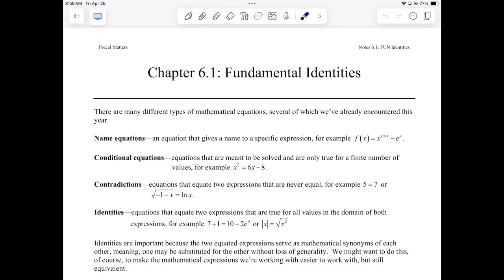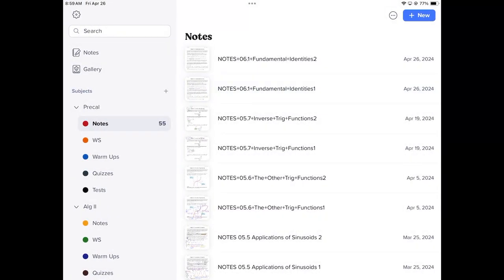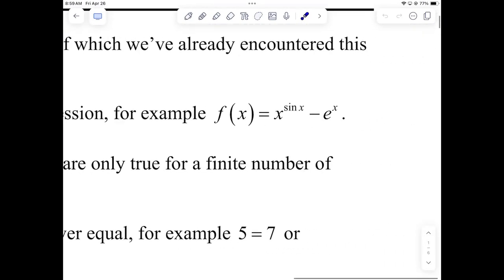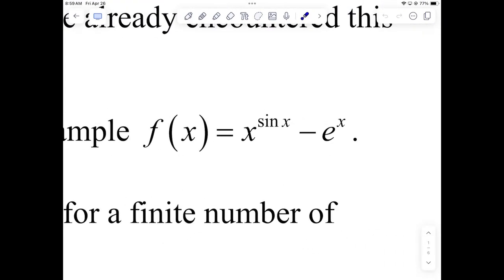So let's talk about types of equations real quickly. I know you've already read this. We have name equations, which basically just give a name to a mathematical expression, like f of x or g of x or even y equals. That's the name of the function. The name of the function is f. The of x is the independent variable. The name is f. Okay.